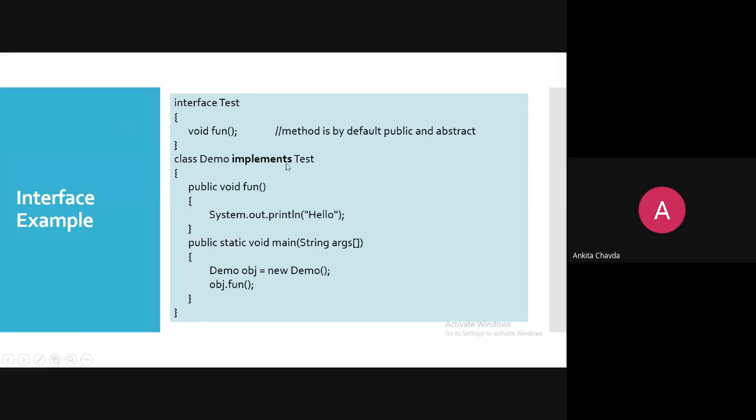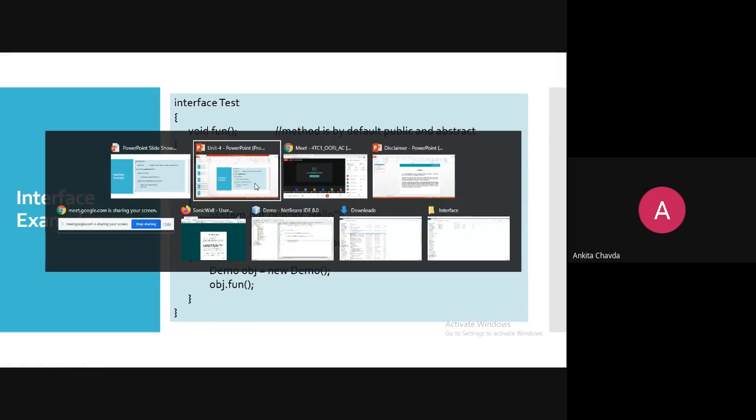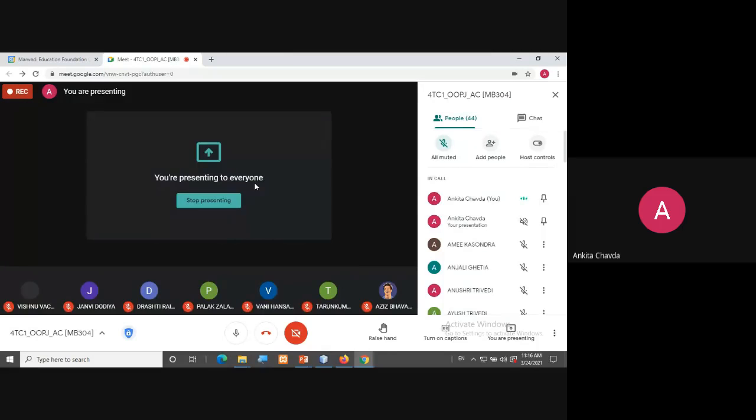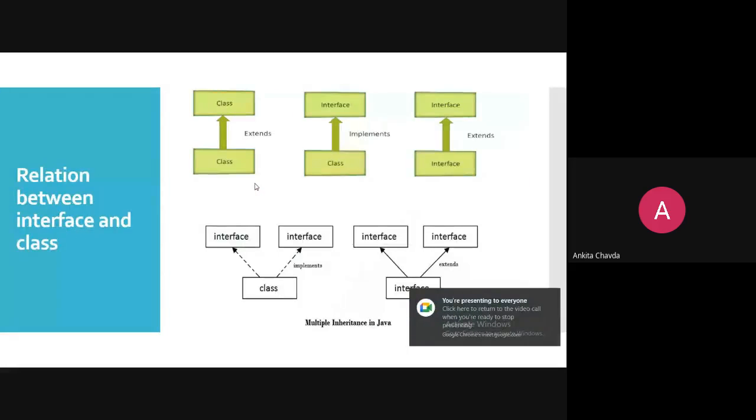The keyword is not implement, it is implements. And here you are giving the definition of the method which is declared inside the interface. From public static void main, you create the object of this class and via that object you call this function. We will see how you can create an interface reference, and we will see more examples related to this. But first, see what the relation is between interface and class.